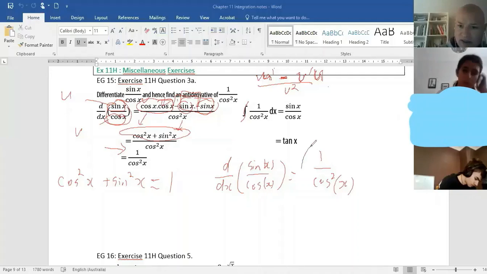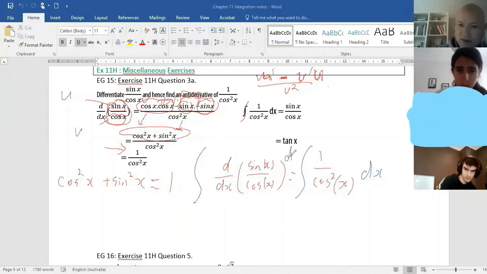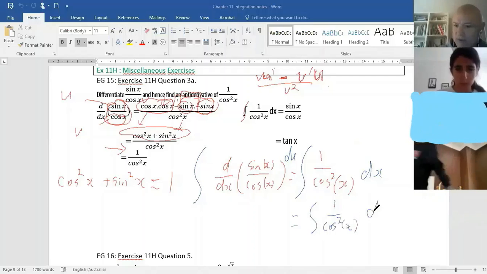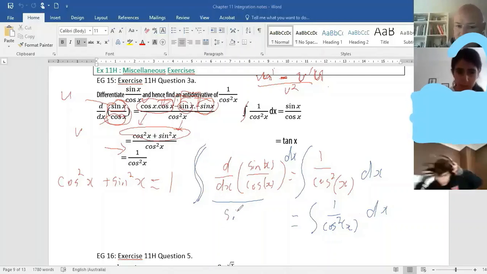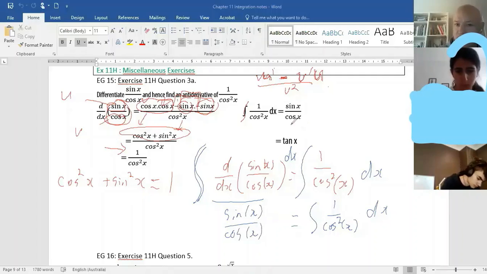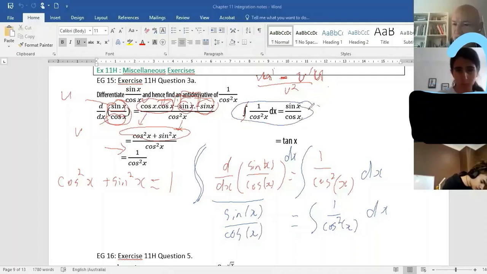If I integrate this, that's what I want to find, the integral of that. That's the question. Integrate 1 divided by cos squared x dx. I'm going to integrate this. The right-hand side just becomes the integral of 1 divided by cos squared x. That's what we wanted. If I integrate something and differentiate at the same time, they cancel. So I end up getting sine x divided by cos x. So the integral of 1 divided by cos squared x dx equals sine x divided by cos x.